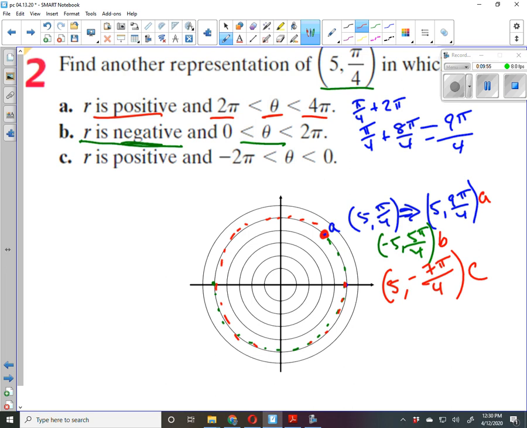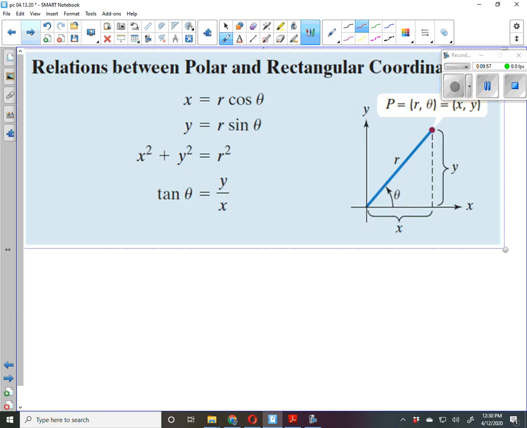All right, these are tools that you're going to have to memorize. So write them down and memorize them. X is equal to r cosine theta. Y is equal to r sine theta. Our Pythagorean theorem is familiar to us, right? X squared plus y squared equals r squared. That never changes.